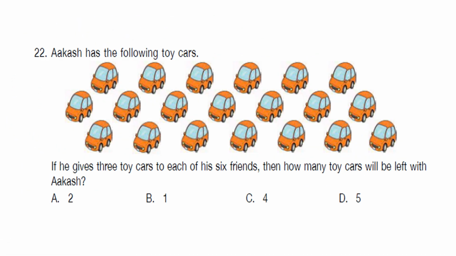Number 22. Akash has the following toy cars. If he gives 3 toy cars to each of his 6 friends, then how many toy cars will be left with Akash? He gave 3 cars to each of his friends and he has 6 friends. So 1, 2, 3, 4, 5 and 6. He gave these cars to his friends and he is left with 2 cars. Answer is option A.